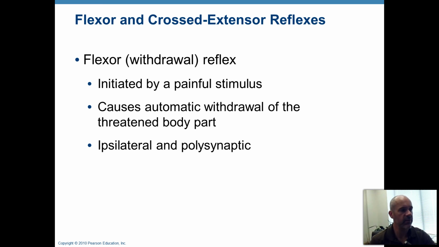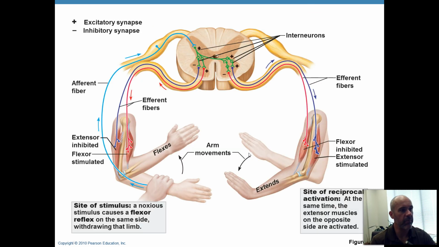That gets processed through the spinal cord. It's ipsilateral, so it happens on the same side of the body, and it is polysynaptic, so it involves multiple neurons.